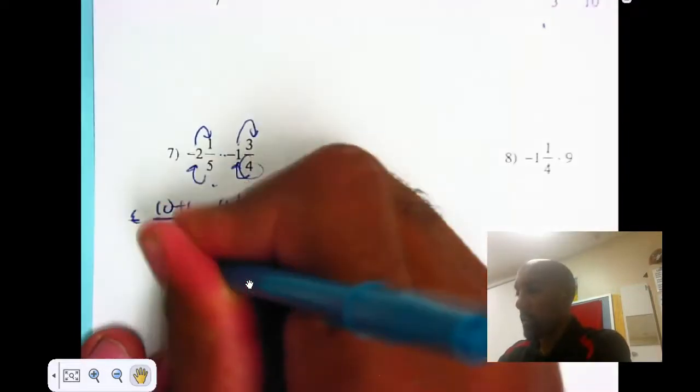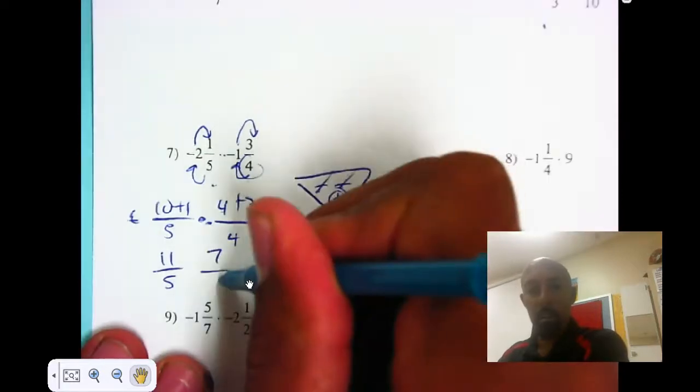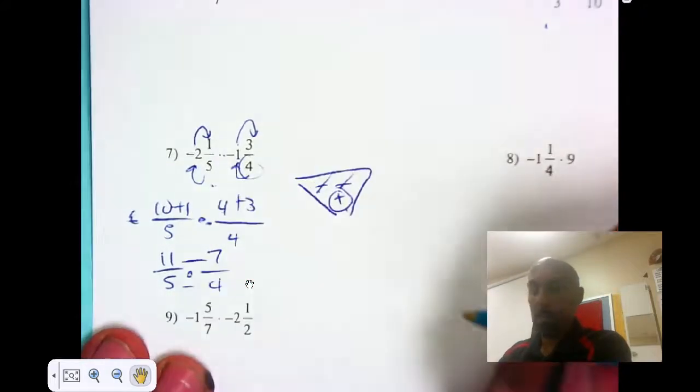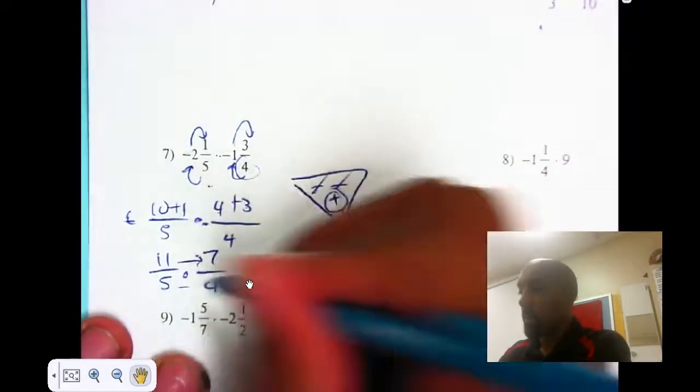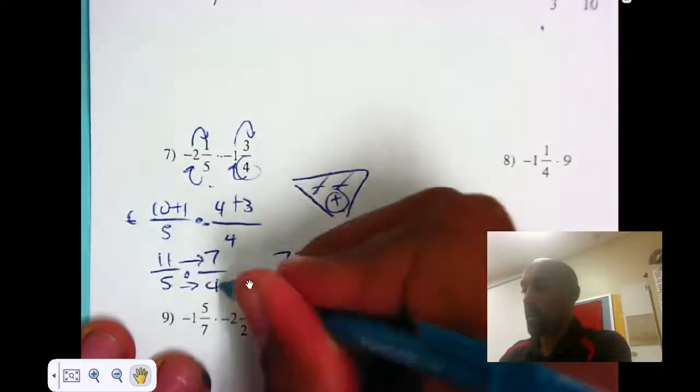Okay? So now 10 plus 1, 11. 4 plus 3, 7 over 4. And then multiply in the middle so that we go across. Okay? Not minus, but multiply across. 11 times 7, 77. 5 times 4, 20.